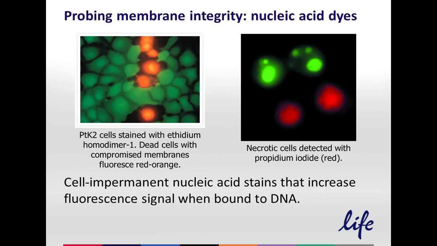So the green cells are living. Essentially what has happened is the calcein AM has got into the cell, and the active enzymes within the cell have cleaved off the AM groups, giving rise to a fluorescent product, and then they're well retained within the cells. The dead cells can't retain calcein AM, and nor can they cleave the dye, but they also show up very bright for these red nucleic acid binding dyes.